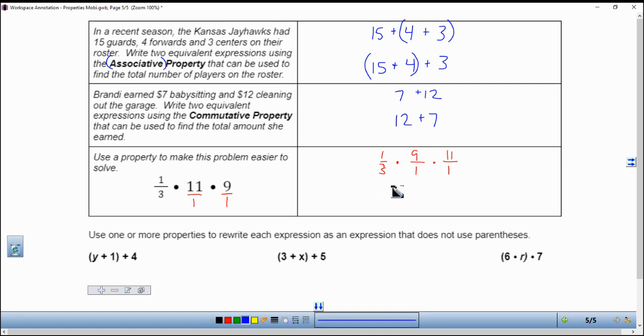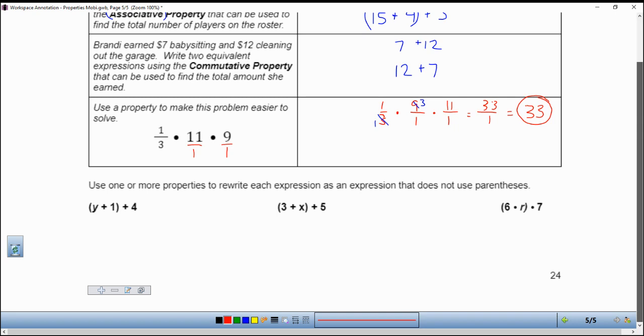You can see there's a 3 and a 9 right here. So we can do 3 divided by 3 is 1. 9 divided by 3 is 3. There it is. That's going to make it a whole lot easier to solve. So we'd have to do 1 times 3, which is 3, times 11, which is 33. And then just 1 times 1 times 1, which is 1. And you get 33. So even though it started off looking kind of difficult, using the commutative property helped us make that easier.